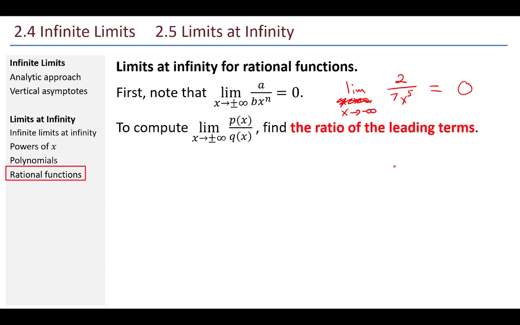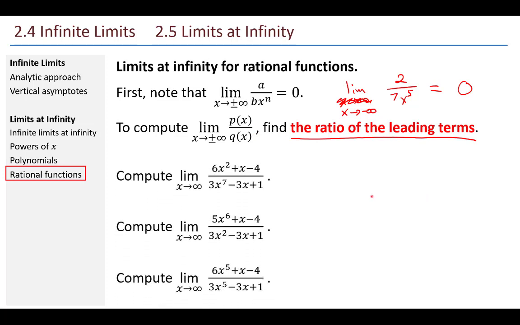All right, so this gives us a way to compute the limit as x goes to infinity, or negative infinity, of a ratio of polynomials. And the trick is, find the ratio of the leading terms. So when I was looking at a polynomial, all I had to do was look at the leading term. If I'm looking at a rational function, a ratio of 2 polynomials, look at the ratio of the leading terms. So 3 examples. In all these examples, x goes to infinity.